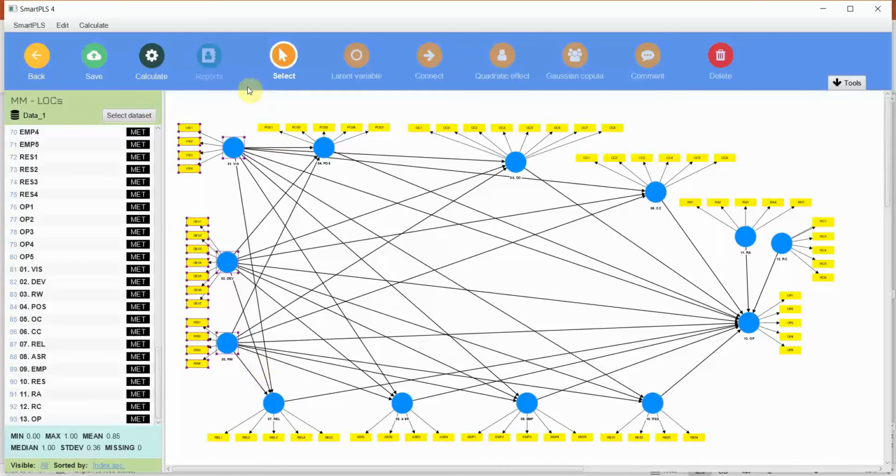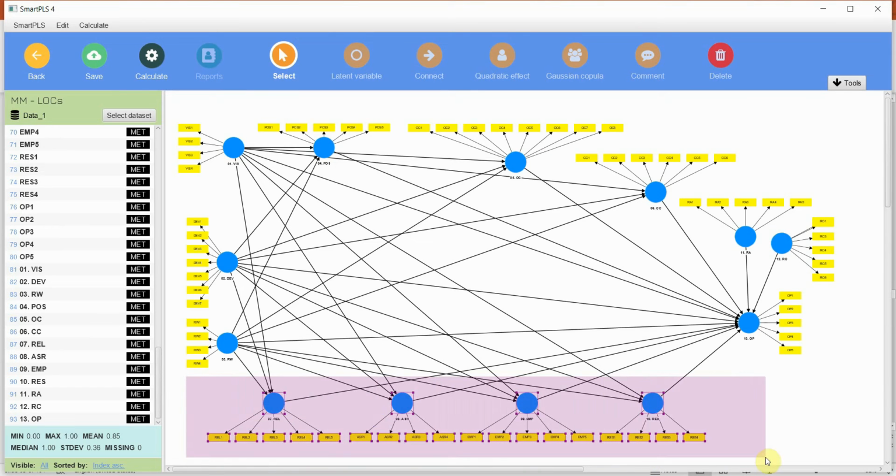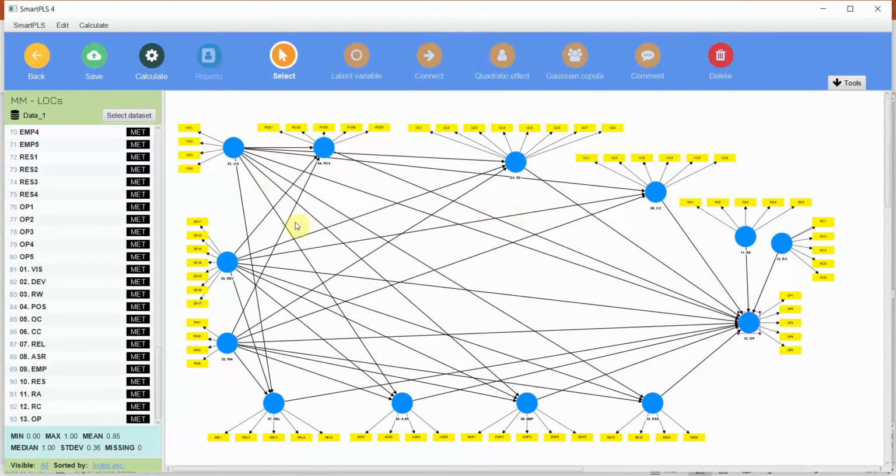This is my IV. These are the subdimensions for internal service quality, which is a higher order construct measured as reflective, and these are lower order constructs. Since these are independent variables, these are mediators, these two are moderators, and this is my dependent variable. So I linked the subdimensions of all my independent variables with the mediators and then with the DV as well, and then the mediators are linked to the DV as well.